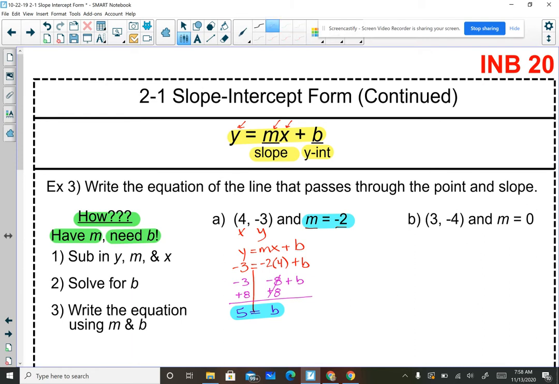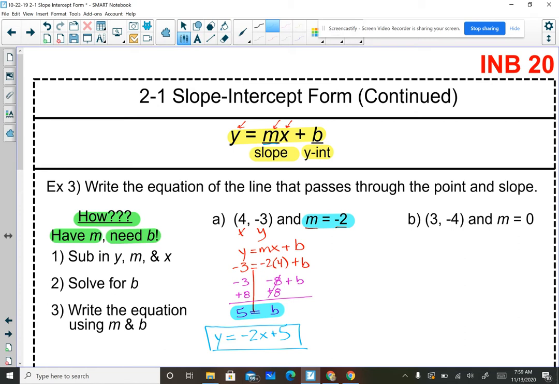So what is our final answer? Our final answer is y equals, now fill in your m, which is -2, and fill in your b, which is +5. And that is how you write an equation in slope-intercept form when you're given an m and a coordinate on the graph, in other words, a point.